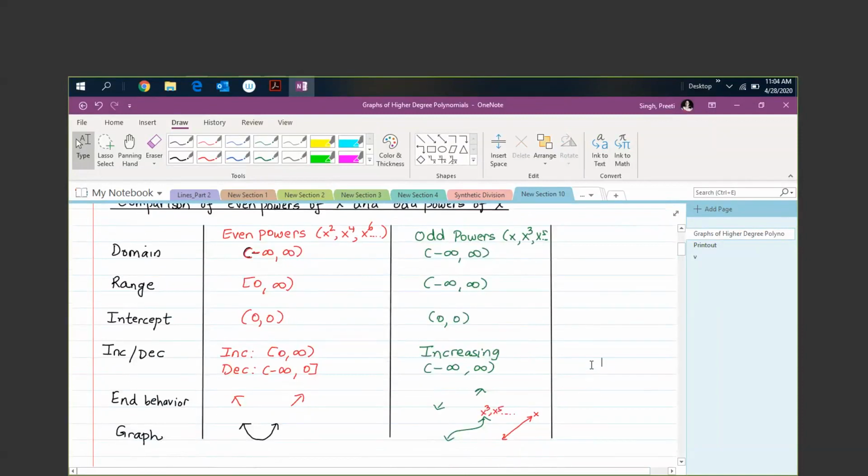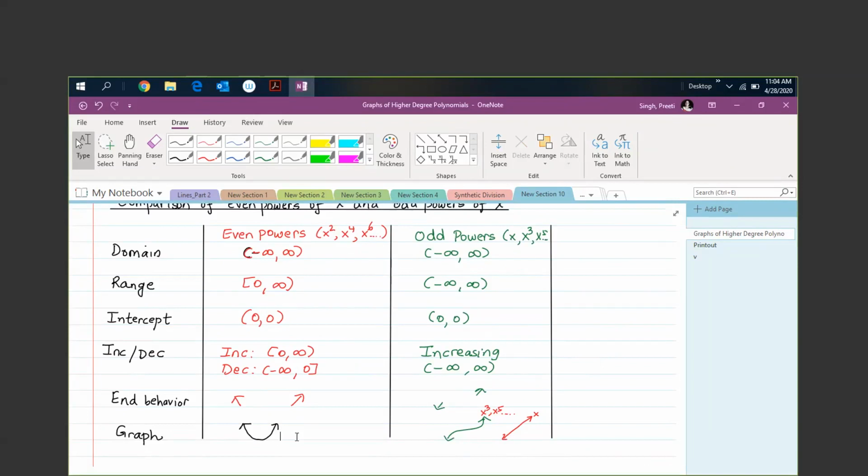For example, the red ones are the even powers of x. Even powers means x square, x to the 4, x to the 6, and so on. All of these combined, first of all, they all look like a parabola. I have drawn it right here. So they all look like a parabola. They all have the U-shaped graph. I'll tell you what's the difference.